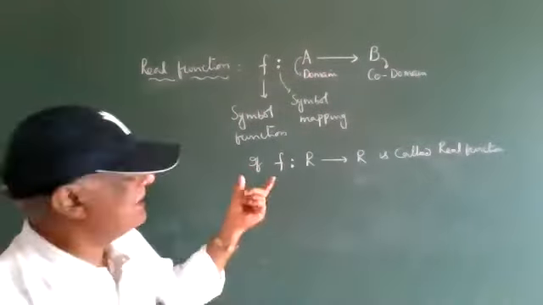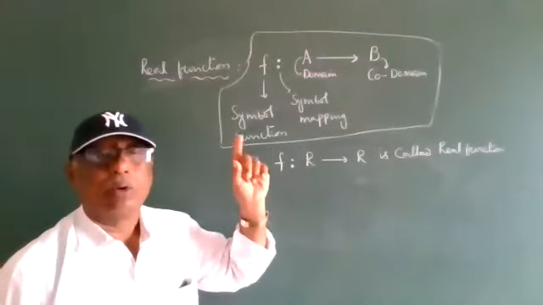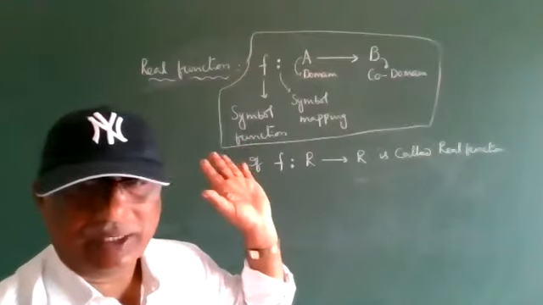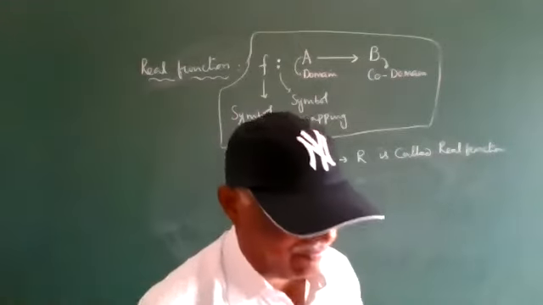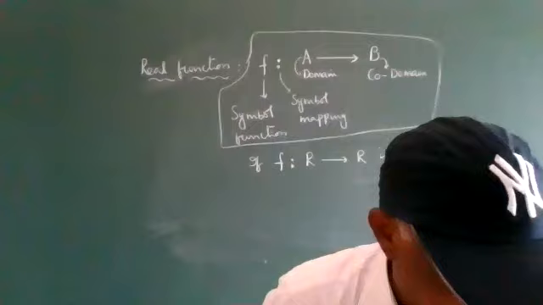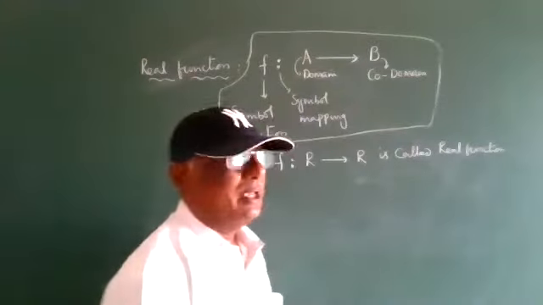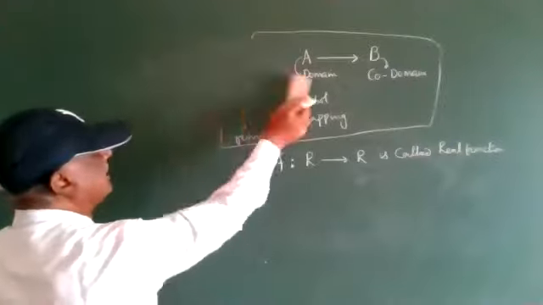Real functions are what we have to discuss. What are the real functions? This is the function definition, and a function should be represented like this. So the domain is R and the codomain is R. Then only we say that it is a real function. Next, we have to discuss the types of real functions.